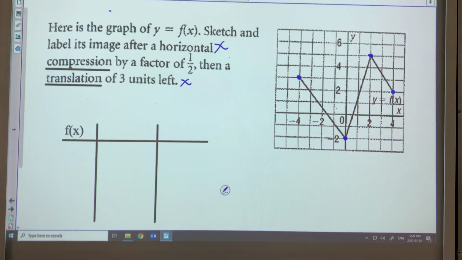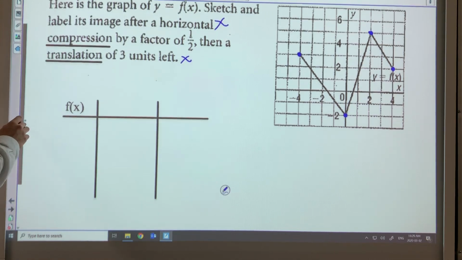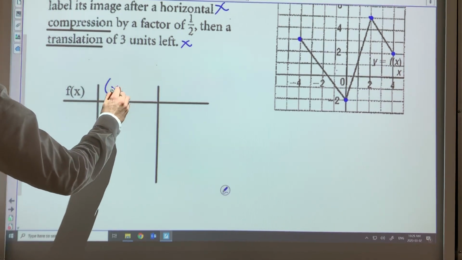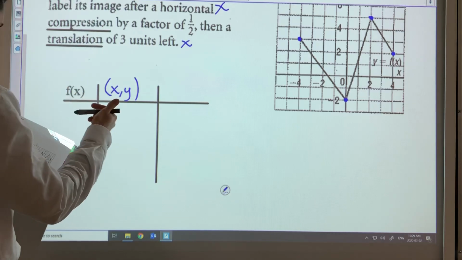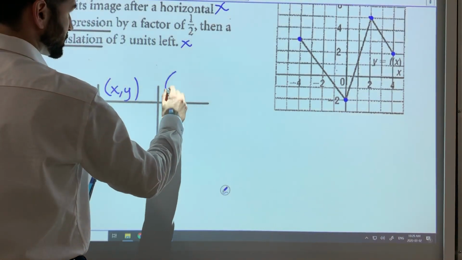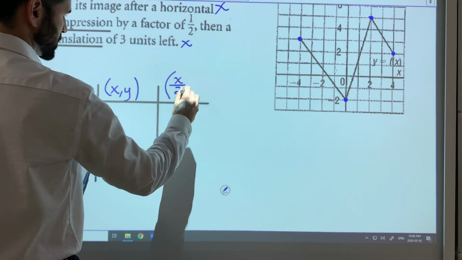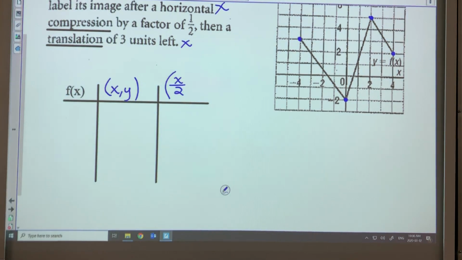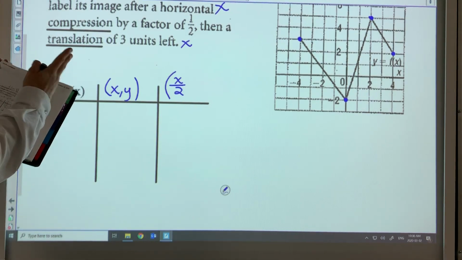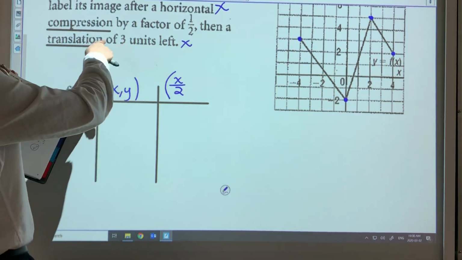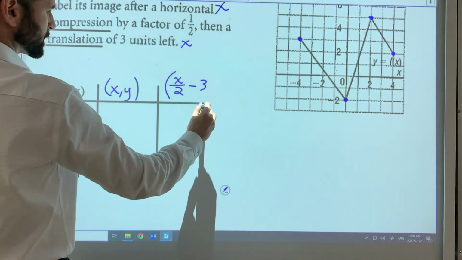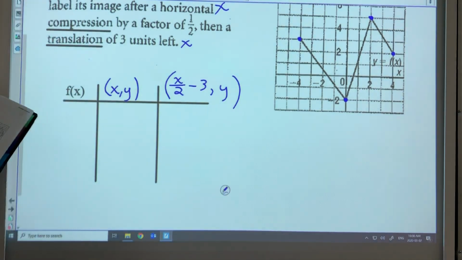Yeah? So what we can do is you might want to make a table, they're not going to give you the table on the exam, by the way. Horizontal compression by a factor of a half means that you are going to be dividing your x values by 2. Horizontal compression means you're going to squeeze it together, so that means dividing by 2. Maybe that's one way of remembering. And then translation of 3 units left, so subtract 3. Nothing's happening to the y values, so we just leave them alone.